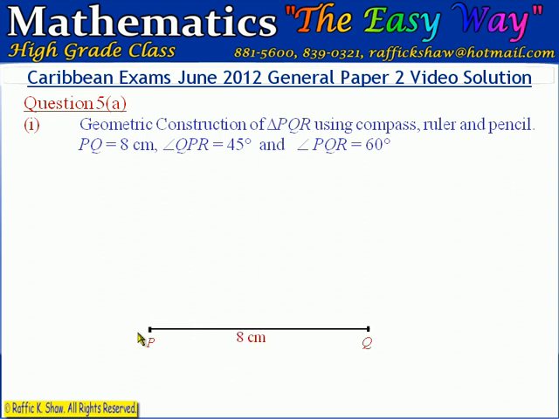And then we want to construct the angle QPR, that's this angle here at P. The angle at P is 45 degrees. So the angle here must be 45 degrees. R is going to be somewhere up here. Now to construct a 45 degree angle, we must first construct a 90 degree angle here, and then bisect that 90 degree angle to form our 45 degree angle.